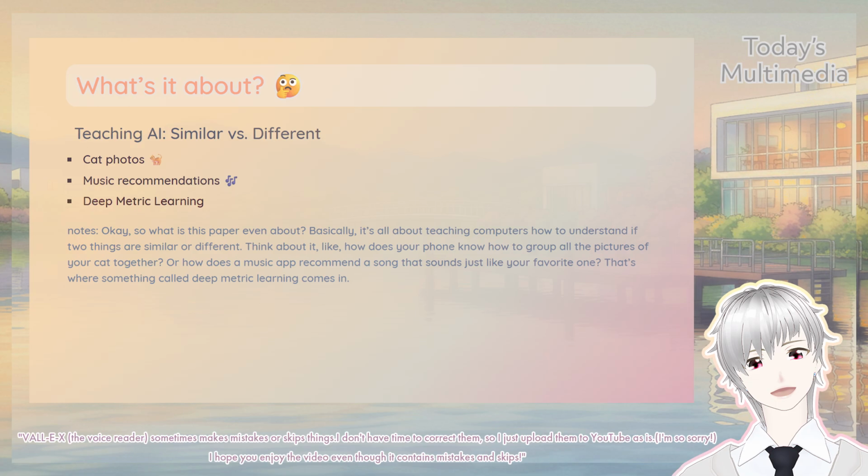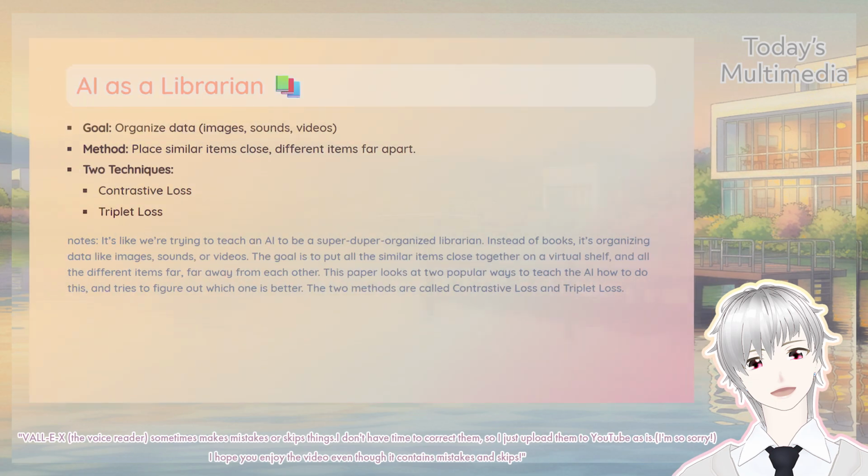Okay, so what is this paper even about? Basically, it's all about teaching computers how to understand if two things are similar or different. Think about it like, how does your phone know how to group all the pictures of your cat together? Or how does a music app recommend a song that sounds just like your favorite one? That's where something called deep metric learning comes in.